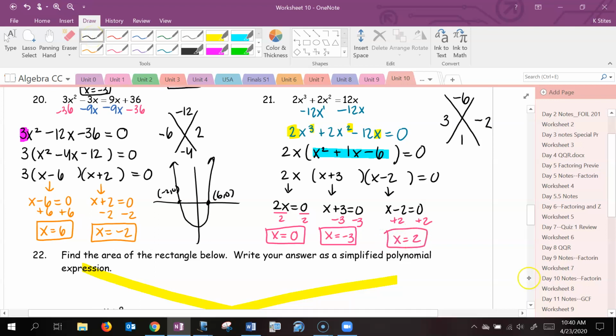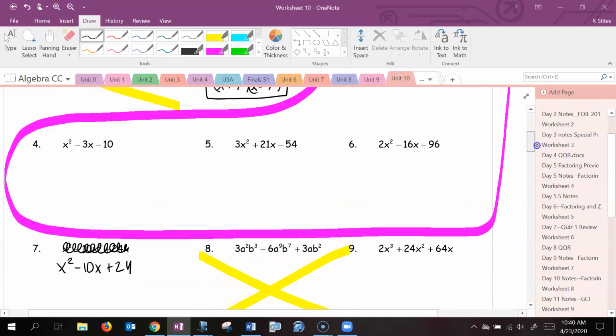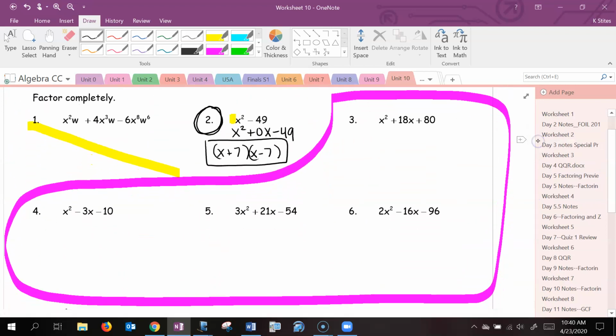So now let's go back to those problems that were on the front that I circled. Number 3, 4, 5, and 6. So what I would like you to do is we're going to change these problems. Everybody put an equal 0 at the end of all of those. Okay. And what you're going to do is you're going to go ahead, you're going to factor these, and you're going to solve them. All right.